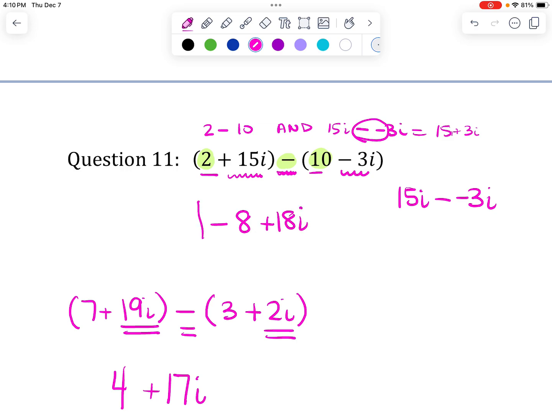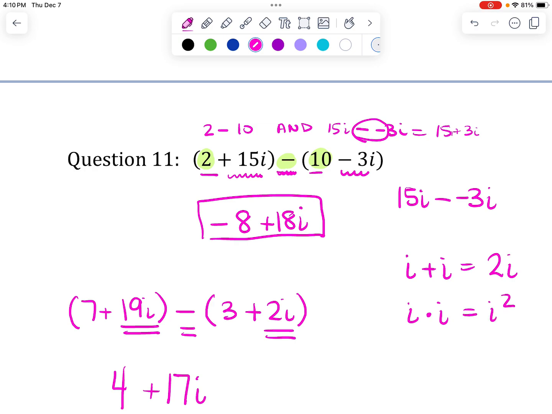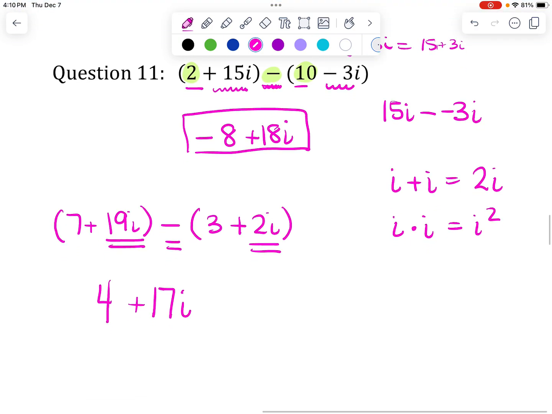And remember, i and i don't make i squared. Apples plus apples is apples. Now, if you're multiplying the apples, that's a different story. So remember, i plus i is 2i. You've got two i's there. i times i is i squared. I can put some numbers in front.